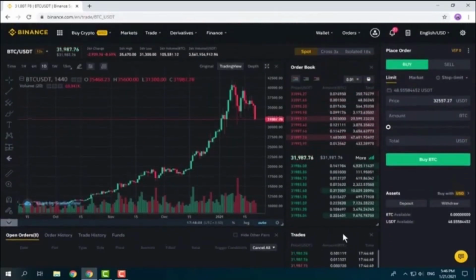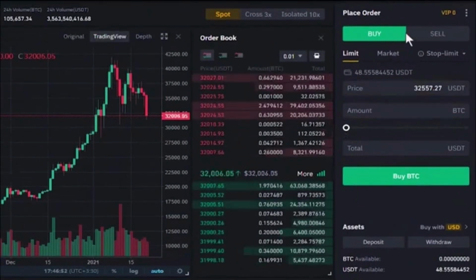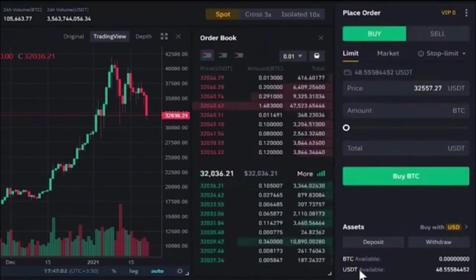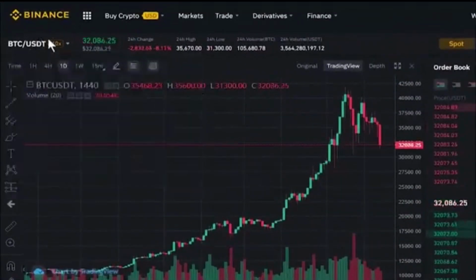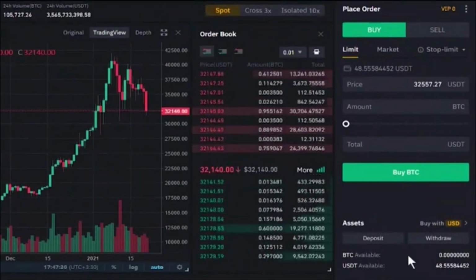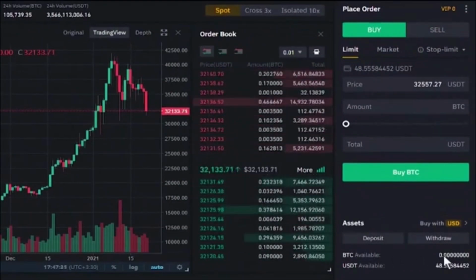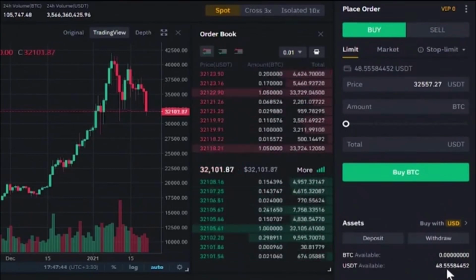Alright, now let's see how we place buy or sell orders in practice and how we manage the orders. Here in the far right of the window is where you buy or sell coins. Here in the bottom, we see our assets based on the pairs that we have selected here, and we can see how much of the coins we have available. As you can see here, we have 0 Bitcoin and we have something like 48.5 Tethers available.